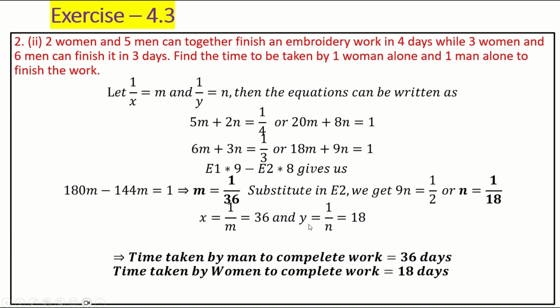You will get m and n as m equal to 1 by 36 and n is 1 by 18. So x equal to 36 and y equal to 18. So time taken by man to complete the work is 36 days. Time taken by woman to complete the work is 18 days.